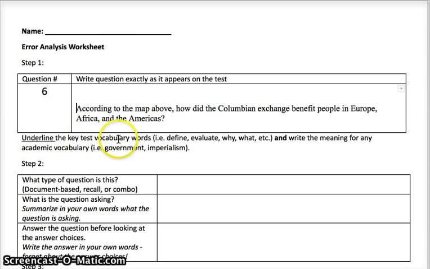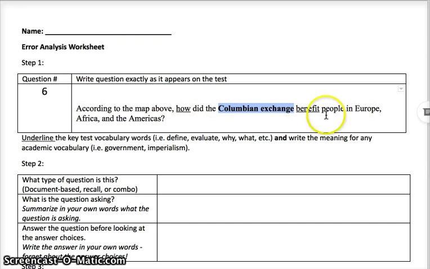Then you're going to underline the key test vocabulary words. So the verb, so here it says, according to the map above, so I'm going to put how did the Columbian Exchange benefit people in Europe, Africa, and the Americas. So I just underlined those two words. Then it says to write the meaning for any academic vocabulary. So here we have our term, the Columbian Exchange. I'm going to put that in bold, whereas you all can circle that.